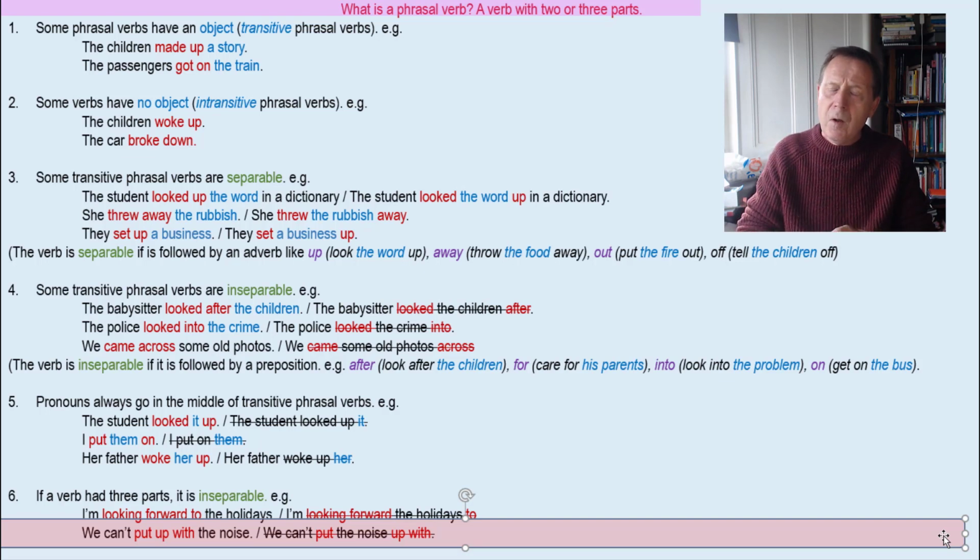Now it's not necessary to analyze the grammar, but you can understand that up is an adverb and with is a preposition. Put up with. Forward is an adverb. To is a preposition. Looking forward to. So in these cases, we don't separate them.